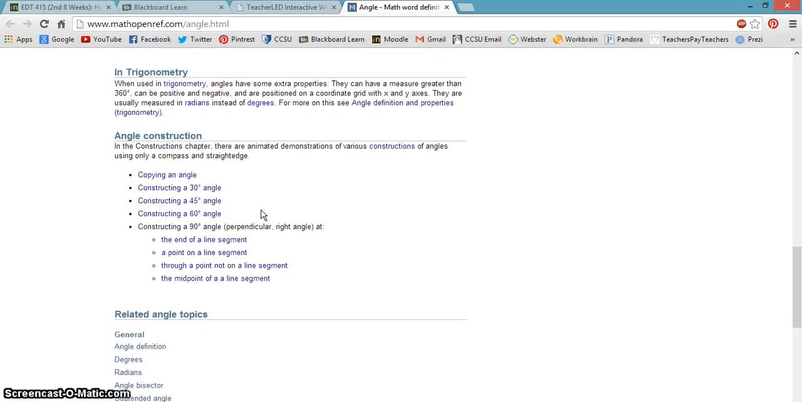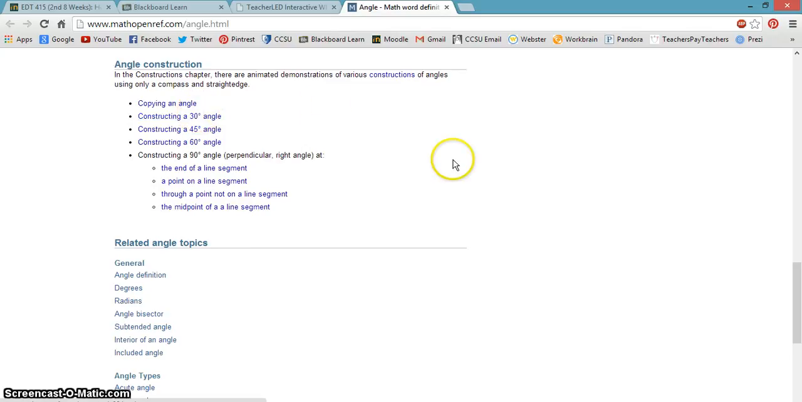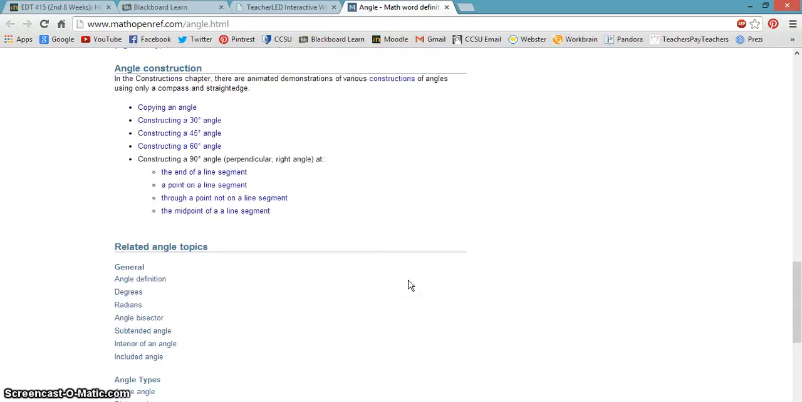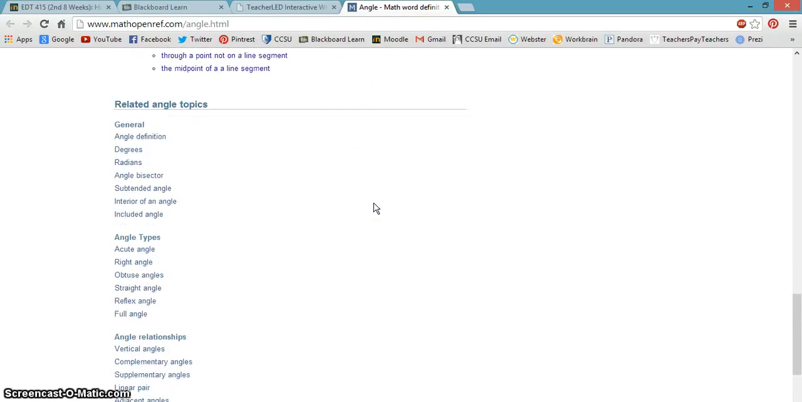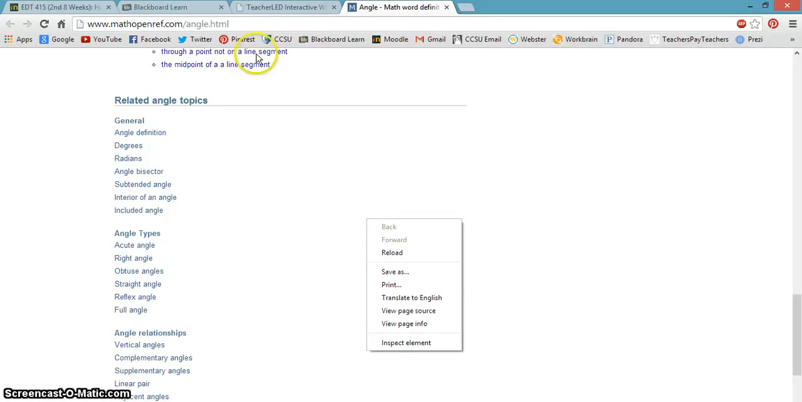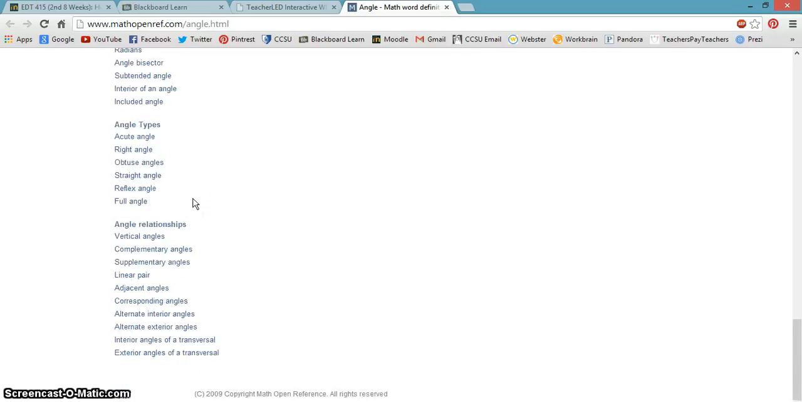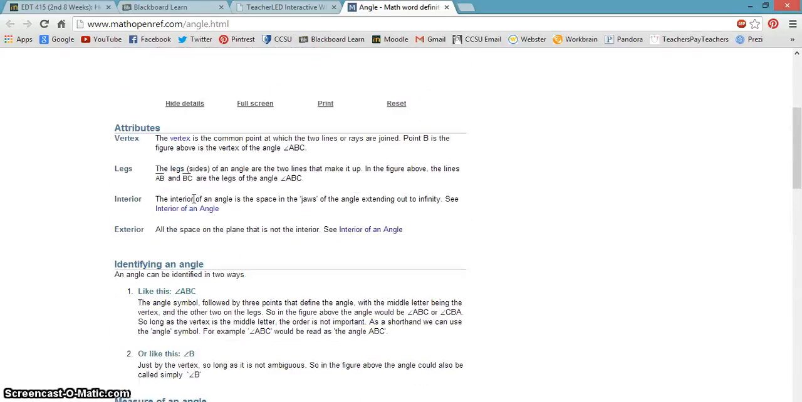If you go down farther on this one page of the website, it has an explanation of how angles are used in trigonometry, which wouldn't be used in my lesson because my lesson's geared more towards 4th grade, but they are very present in trigonometry. And it also talks about angle construction, so creating an angle and how to do that. You can click on these different links and those will help you. And then down here are related angle topics, so all different things about angles, and like I said, it has basically everything you could ever want to know about angles.